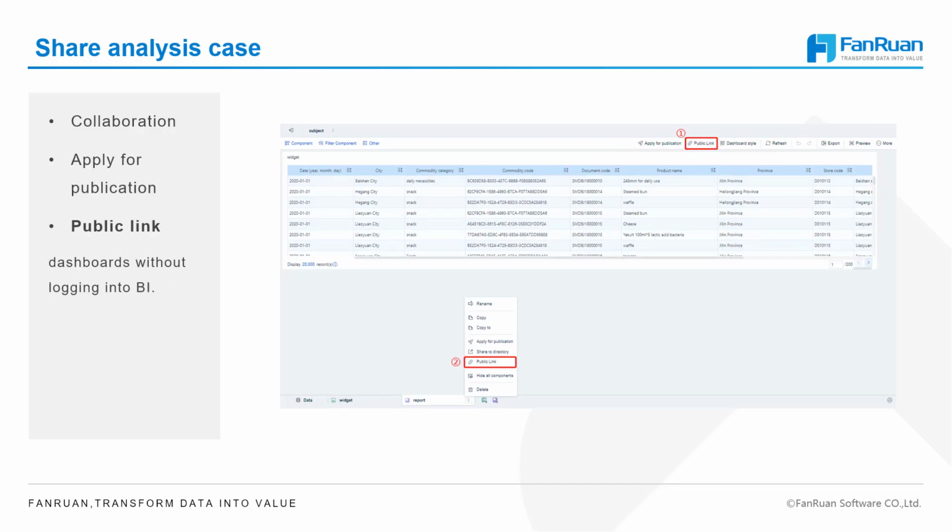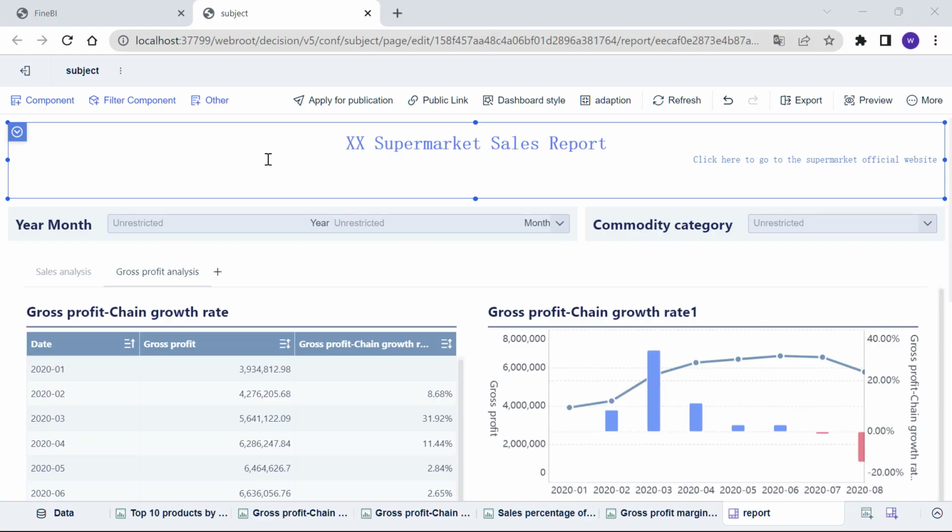The third method is to share dashboards through public link. In this way, a dashboard can be shared to be viewed by those who do not have a FineBI account and do not have FineBI installed on their computer. Compared to publication, sharing a dashboard with public link is more flexible. Let's go back to FineBI to see how each of these three methods works.